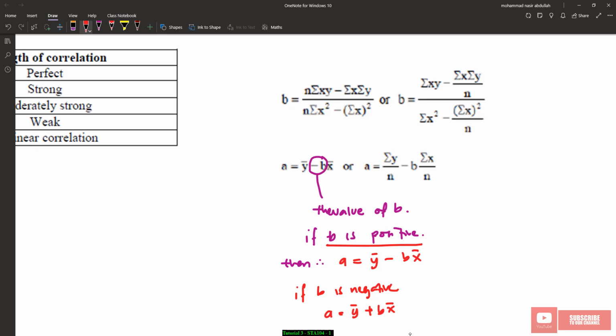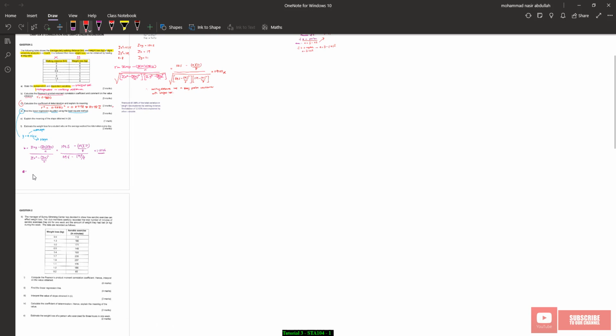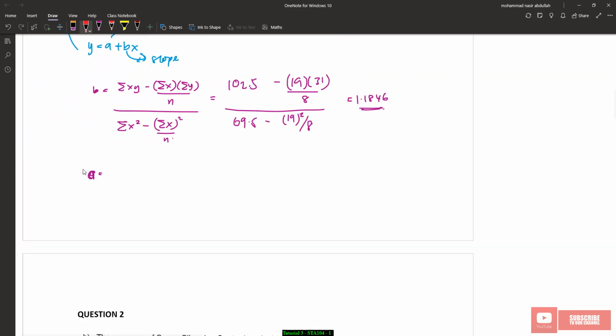Can you understand how it becomes like this? Because if b is positive, you will get the same thing. So let's say y bar minus b x bar, which means that b is already positive here, right? If b is negative, a equals y bar minus b x bar, so minus times minus equals positive, right? Simple math. So the formula for A is y bar minus b x bar.